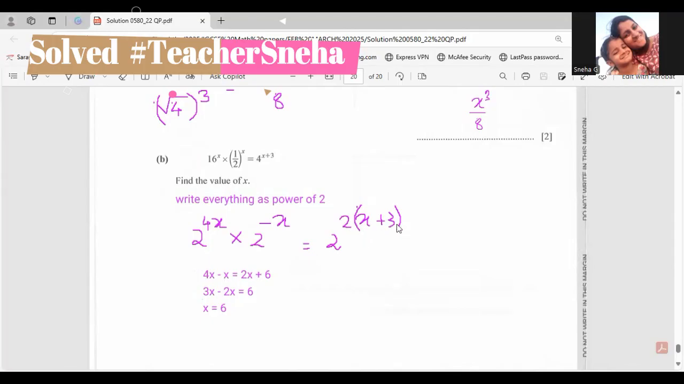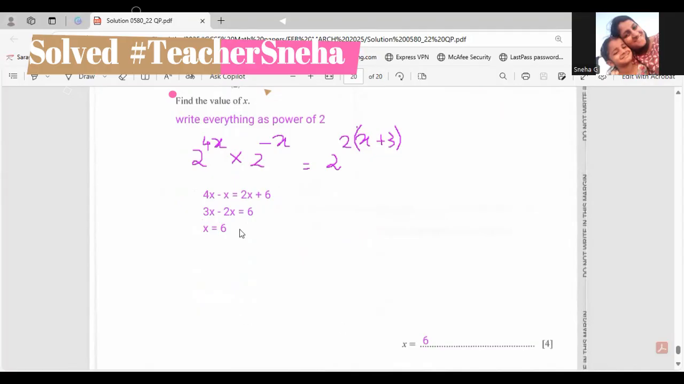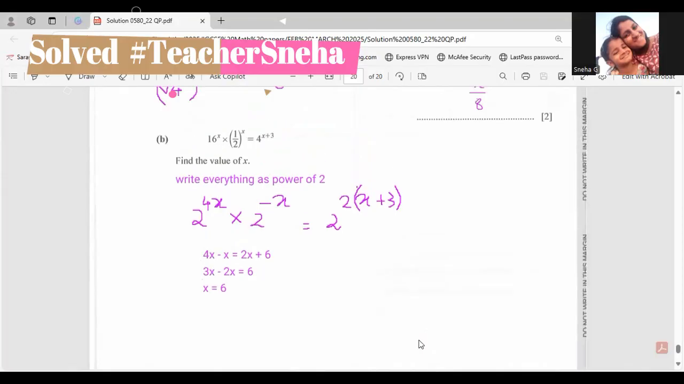We simplify the brackets and you get 2x plus 6. So 4x minus x gives you 3x. This 2x from the other side will subtract. So 3x minus 2x is equal to 6. So the final answer here is x is equal to 6. So on simplifying this indices question, you get the final answer as 6.